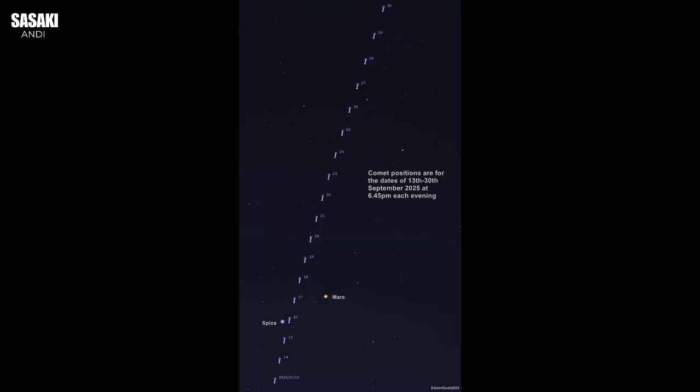But wait, there's another potential spectacle linked to this comet. A meteor shower. Ah, yes. This is one of the really exciting possibilities. Around October 5th, Earth is predicted to cross the orbital path of C2025 R2. Meaning we run into its trail of debris. Exactly. Comets constantly shed dust and small particles along their orbit. If Earth plows through that stream, those particles burn up in our atmosphere as meteors, streaks of light.